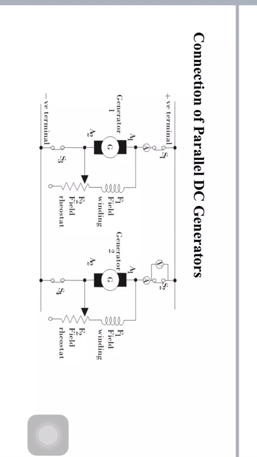Okay. Next, circuit breaker CB2. It is not shown in the figure, but circuit breaker CB2 is closed, and the excitation of generator 2 is adjusted till it generates a voltage equal to the bus bar voltage. This we can observe in the voltmeter, which is connected in the generator 2 circuit. So we are adjusting the generated voltage equal to the bus bar voltage.